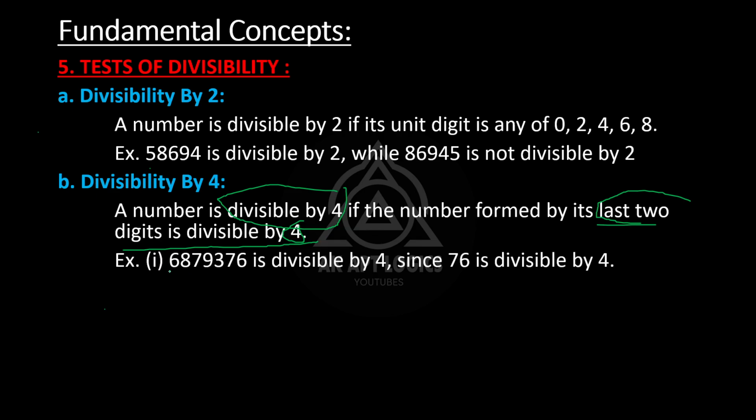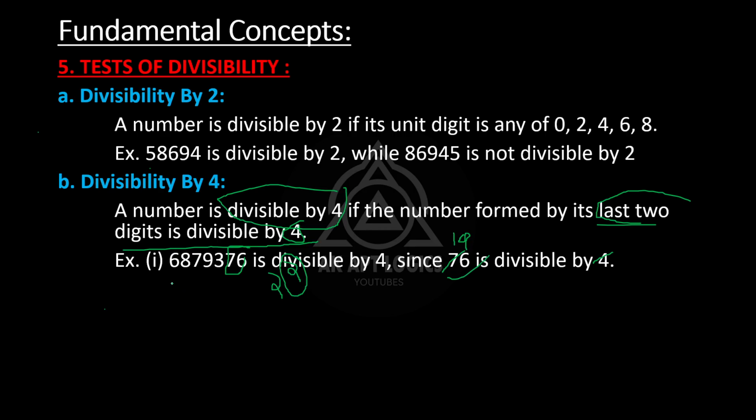Here, 6879376 is divisible by 4. How are we going to say? We are going to take the last two digits. Why? Because 4 can be represented in the form of 2 power 2, as I discussed previously. So we are going to take the last two digits, which are 76. 76 is divisible by 4. How? 4 ones are 4, and the remainder will be 3, 3 here 6, it means 4 nines. So 4 19s is 76, which means 76 is divisible by 4.